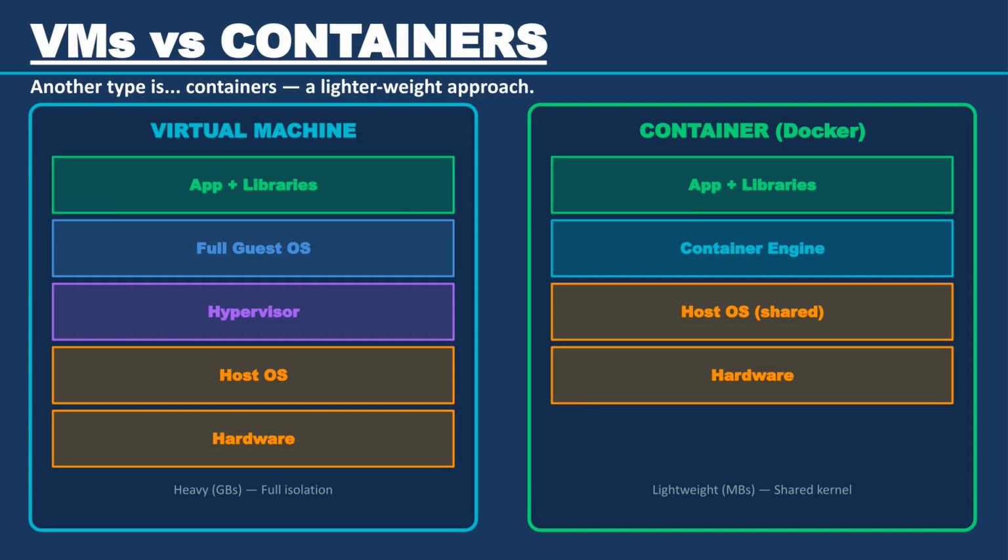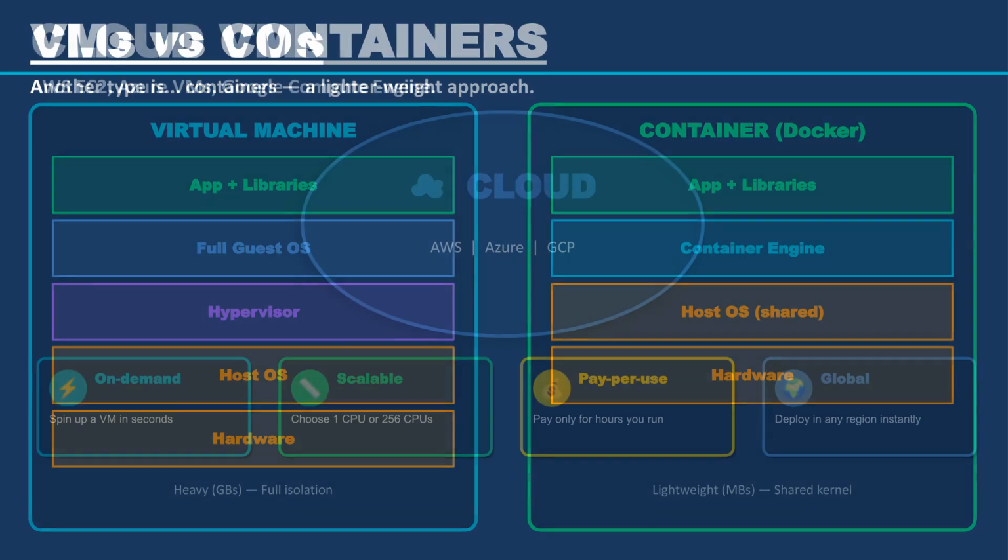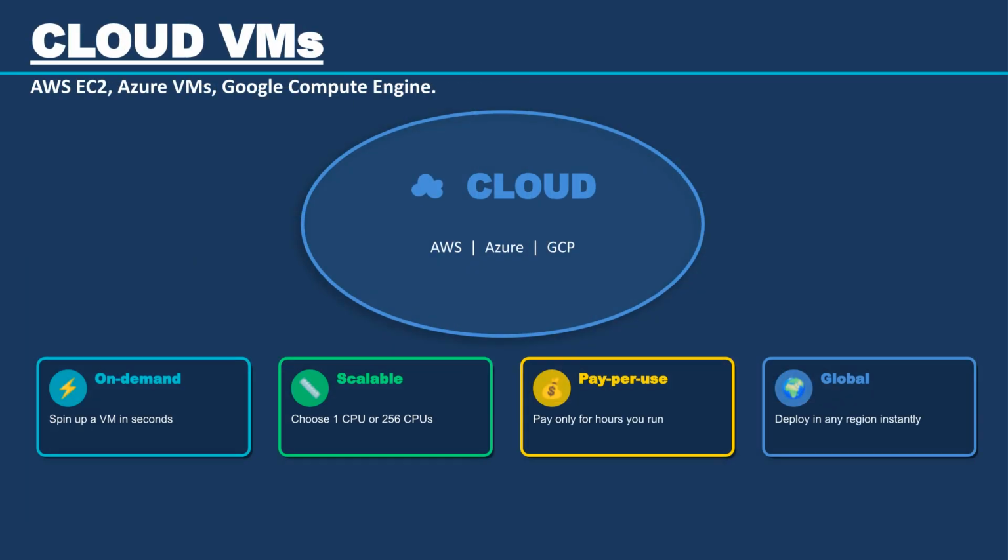VMs offer full isolation but are large, GBs. Containers, on the other hand, are lighter weight, MBs, and share the host OS kernel, making them less isolated but faster to deploy. Cloud VMs, like AWS EC2 and Azure VMs, offer on-demand instances. Key features include scalability, pay-per-use pricing, and global deployment options.